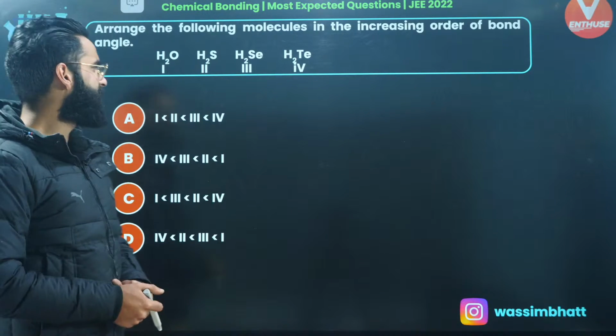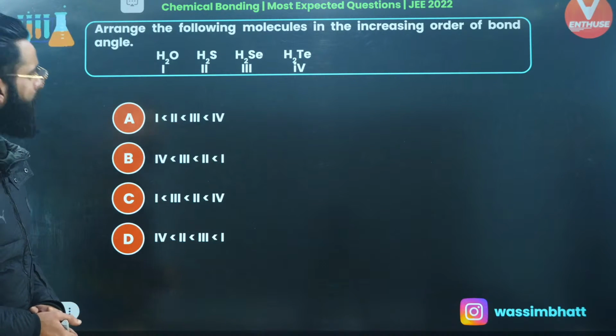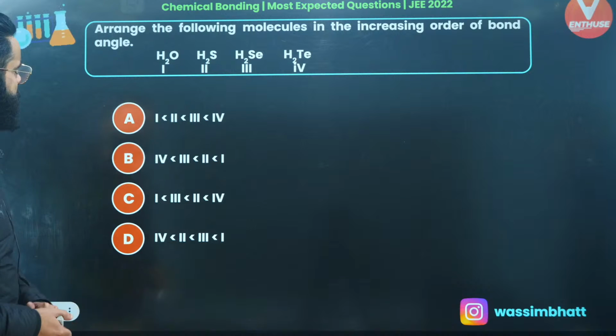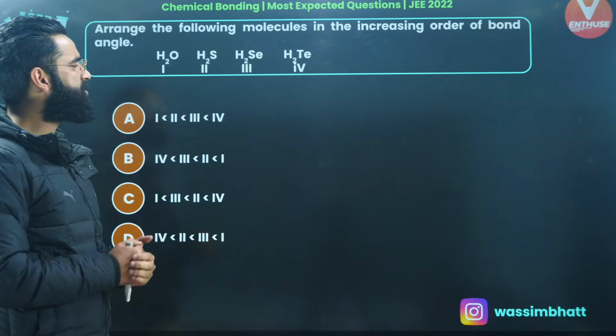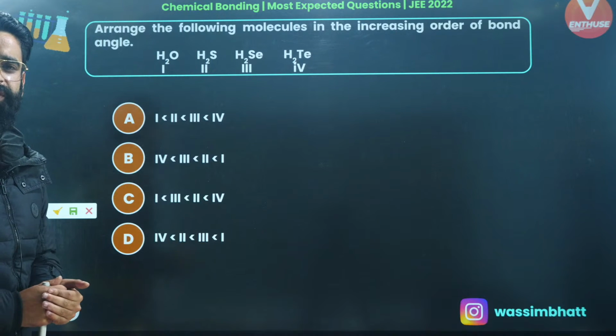Alright people, what do you think about this particular question? Arrange the following molecules in the increasing order of their bond angle. H2O, H2S, H2Se, H2Te. These are the hydrides of group 16. You need to arrange them on the basis of their bond angle.